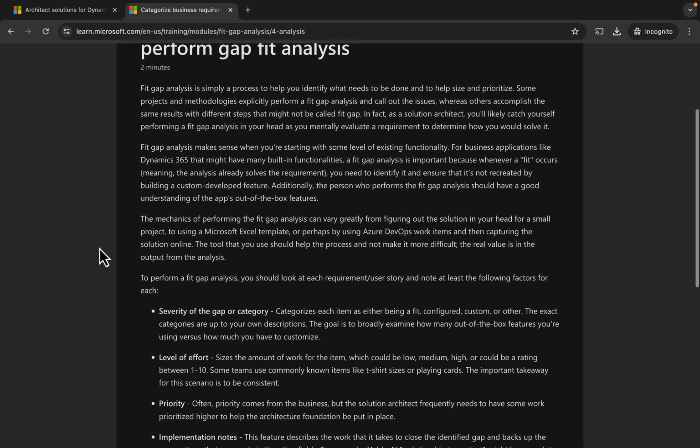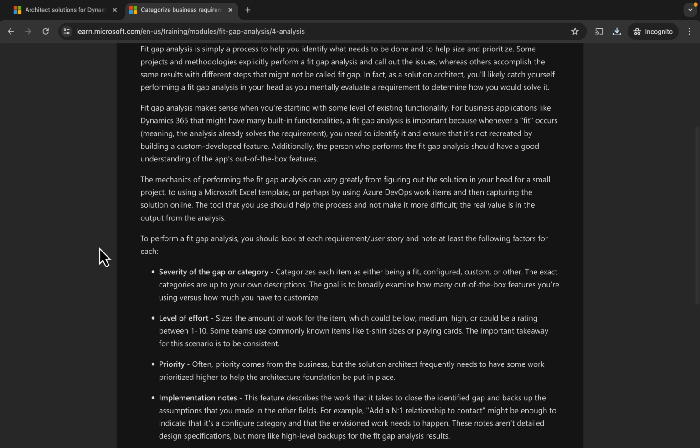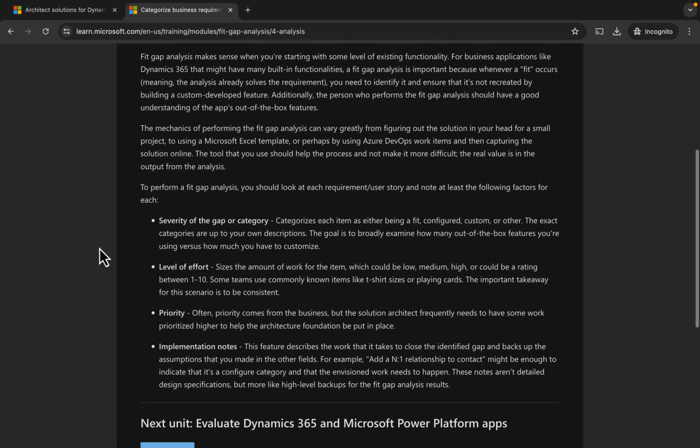Some projects and methodologies explicitly perform a fit gap analysis and call out the issues, whereas others accomplish the same results with different steps that might not be called fit gap. In fact, as a solution architect, you'll likely catch yourself performing a fit gap analysis in your head as you mentally evaluate a requirement to determine how you would solve it. Fit gap analysis makes sense when you're starting with some level of existing functionality. For business applications like Dynamics 365, that might have many built-in functionalities.